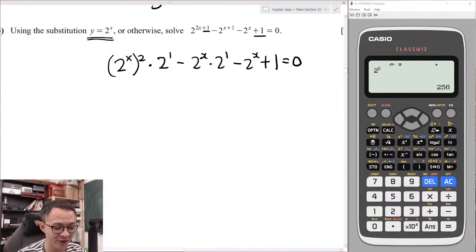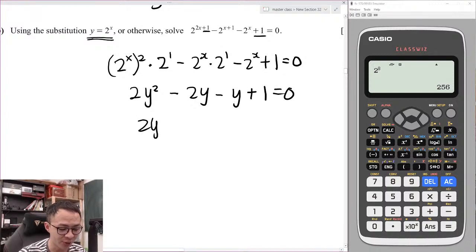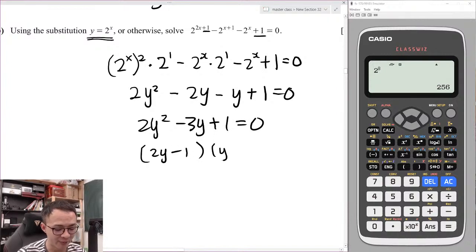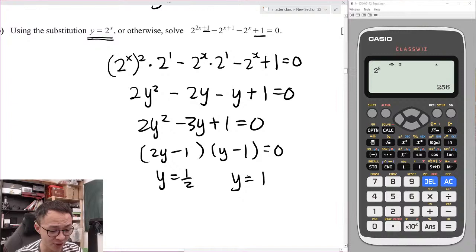Alright, if I write everything like this already, then I will sub my y into here. So 2 multiply y squared is 2y squared, because 2 power of x becomes y already. Minus 2y minus y plus 1 equals 0. So it's 2y squared minus 3y plus 1 equals 0. So this is (2y minus 1)(y minus 1) equals 0. Then y equals 1 over 2, y equals 1. You shouldn't stop here because the question asks to solve. That means the question actually wants you to find the x value. Then you need to substitute 2 power of x here.